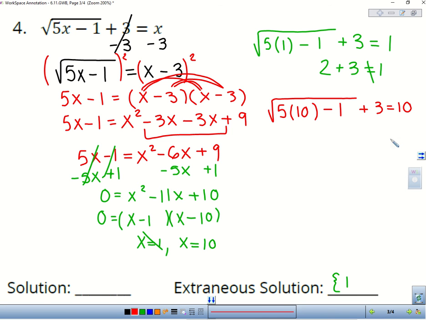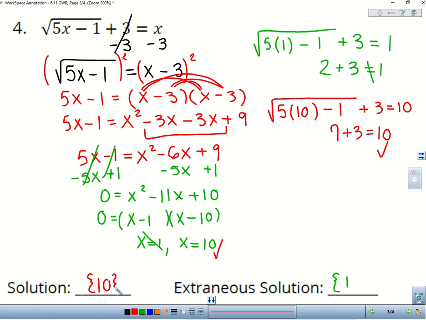So I rewrite my original equation, but instead of x, I'm putting in the 10. What is 5 times 10? 50. 50 minus 1? 49. It's the square root of 49. 7. Is 7 plus 3 equal to 10? Yes. So this one is a solution.